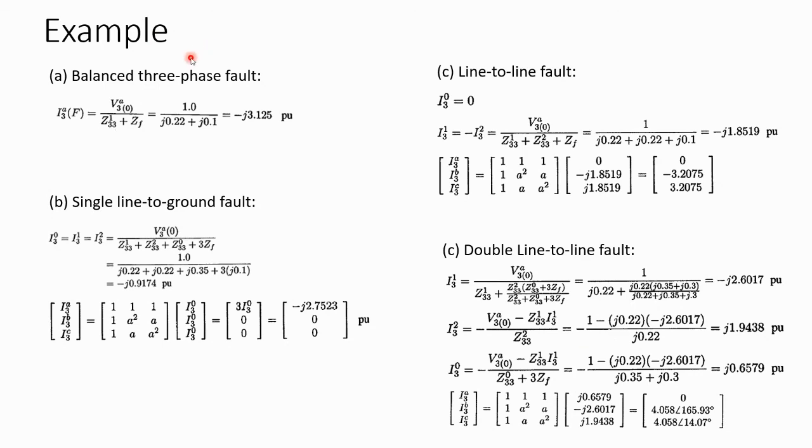So with the derivations of the Z330, 1, and 2, we are now ready to determine the fault current at bus 3 for balance 3-phase fault, single line to ground fault, line to line fault, and also the double line to line fault. So for the balance 3-phase fault, we know that the fault current is given to us as these equations. And we simply apply these equations. And when we apply this equation, notice that the impedance value that is taken into the balance 3-phase fault calculation is Z331. It's not Z332, and it is not Z330.